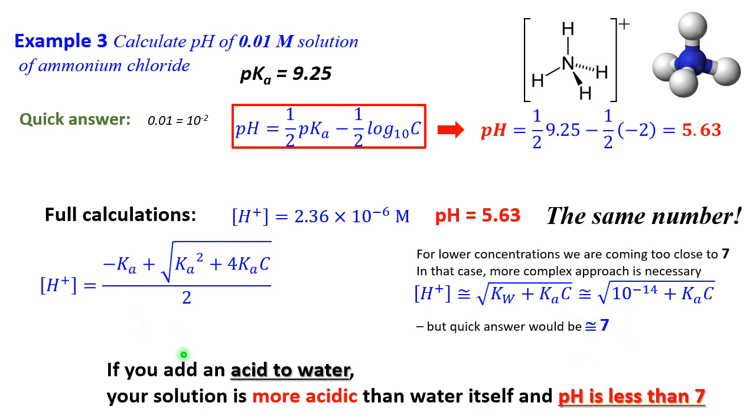What is important? It's important to remember that when you add acid to water, your solution is always more acidic than water itself, and pH is always less than 7. Never write a pH above 7 for acidic solutions. If you did calculations and you got such a number, stop. You did something wrong. You need to correct this mistake.